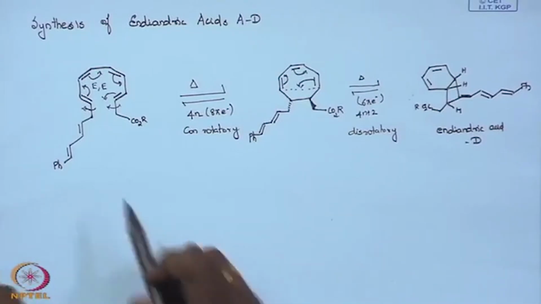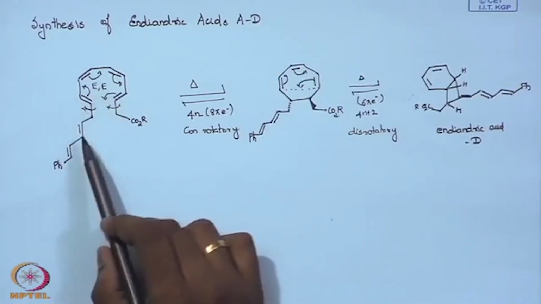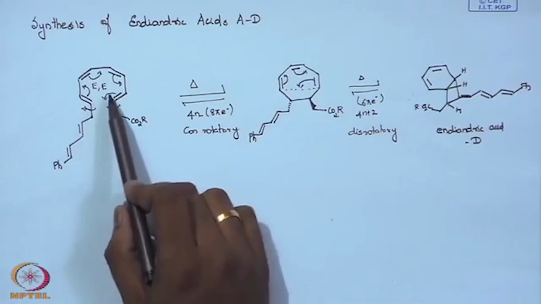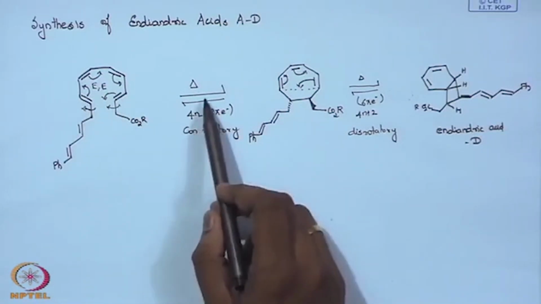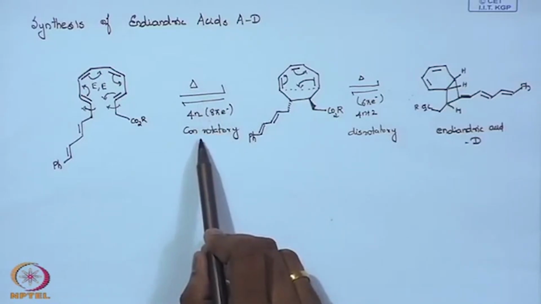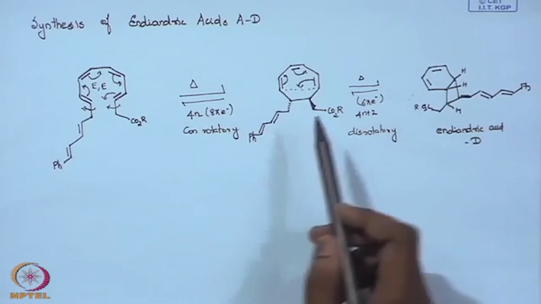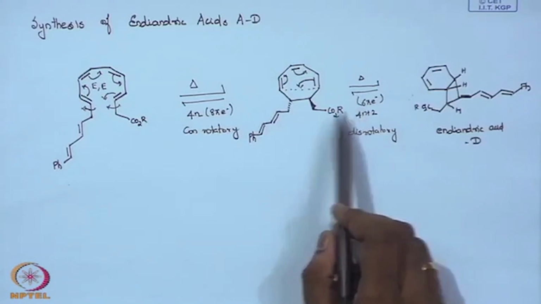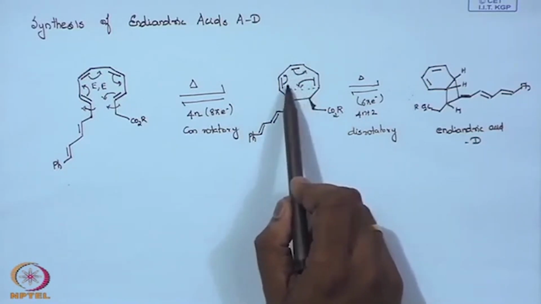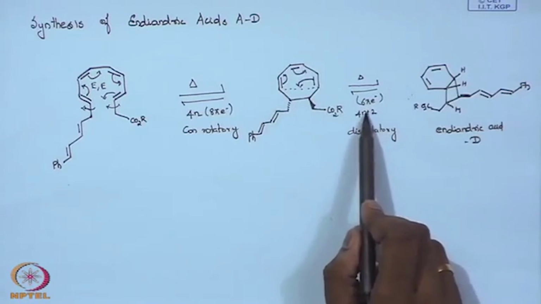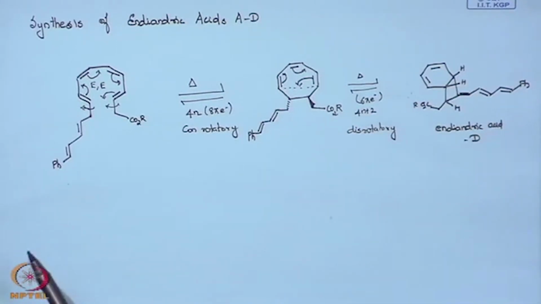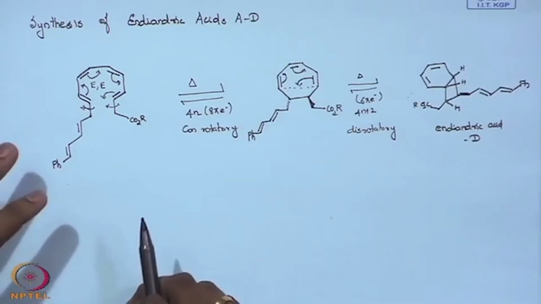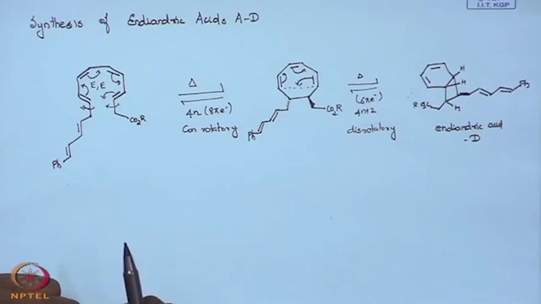Clear up to this? So first I have taken a system. Okay, this is an 8 pi electron system, so it follows the 4n rule. Heating, it undergoes a conrotation to give me this product. Now this product again on heating undergoes a 6 pi electron process, which is your 4n plus 2 rule. So it undergoes a disrotatory to give me this product, which is endandric acid D. Clear? Any doubt with this?